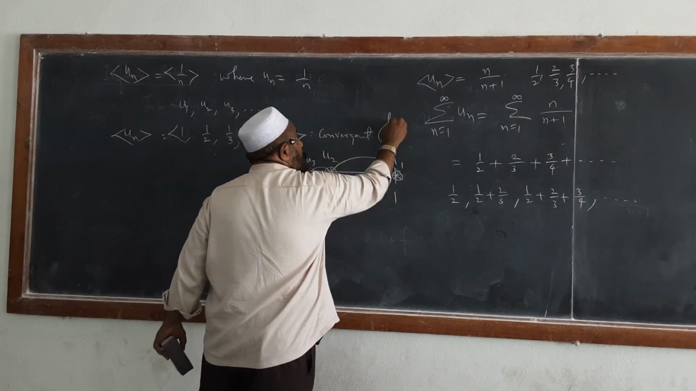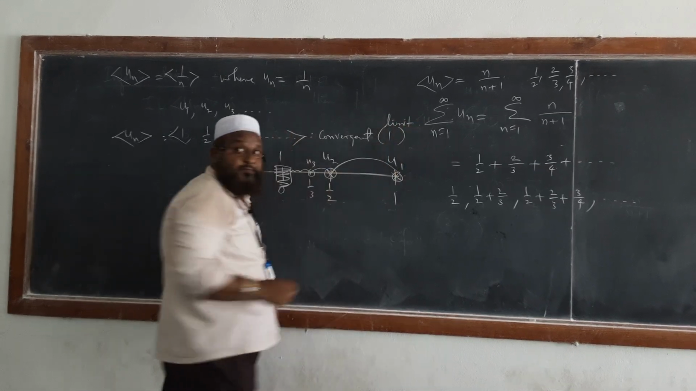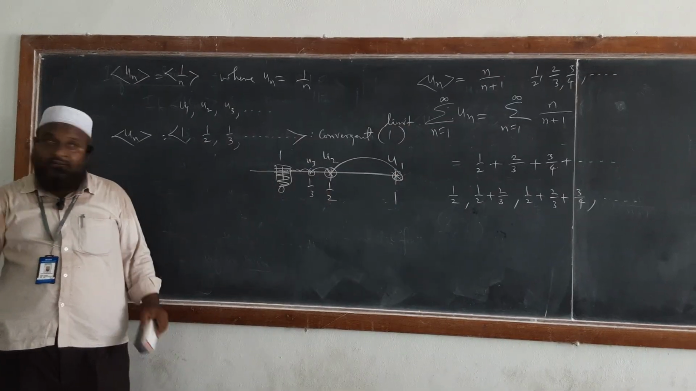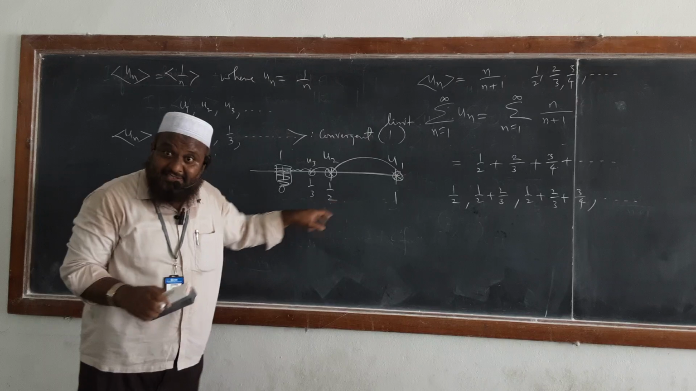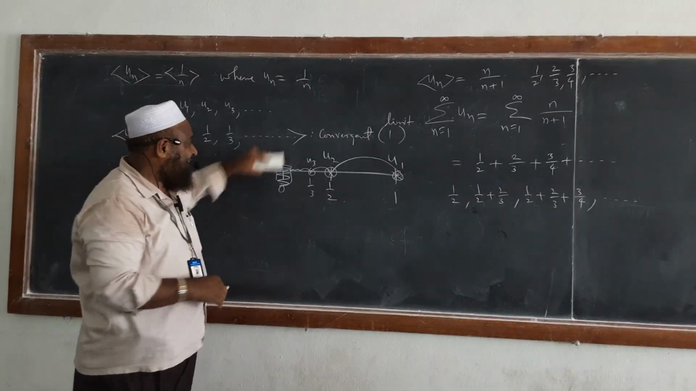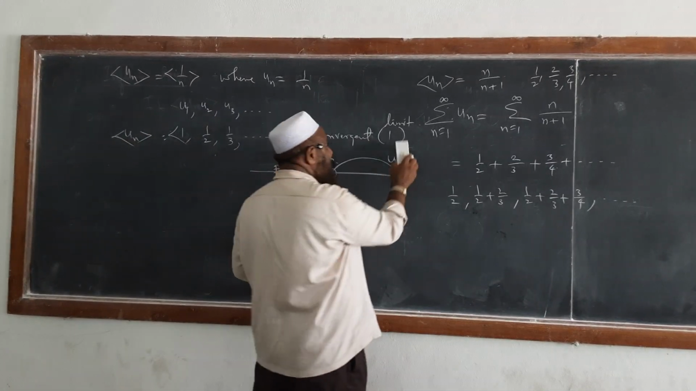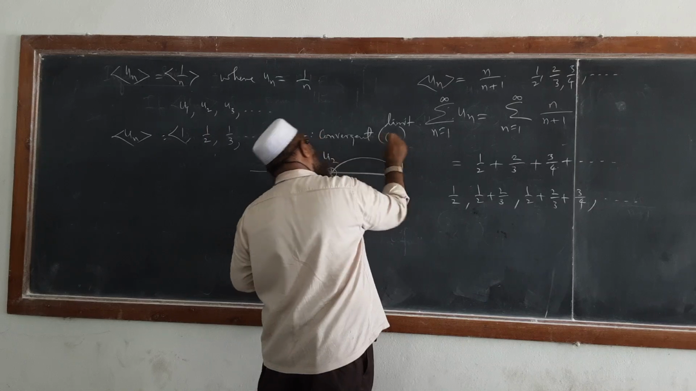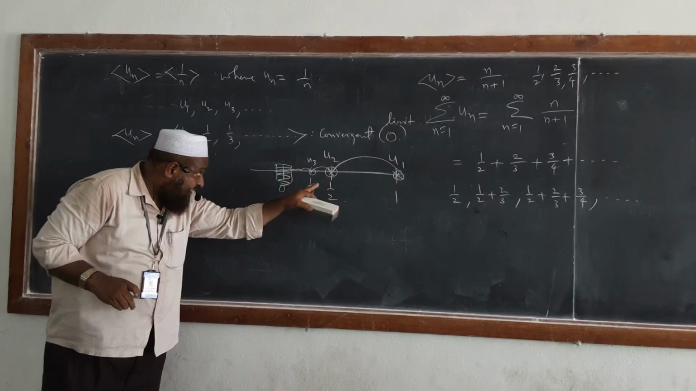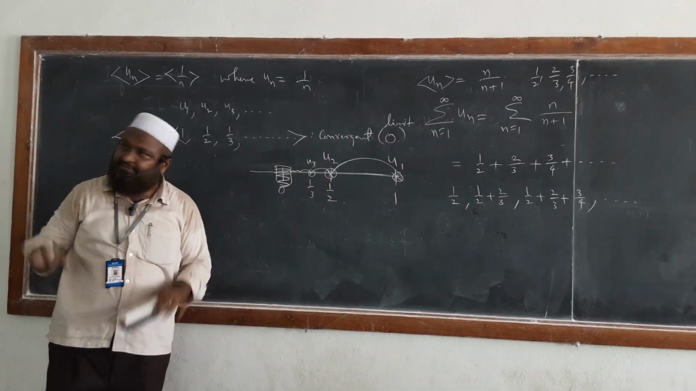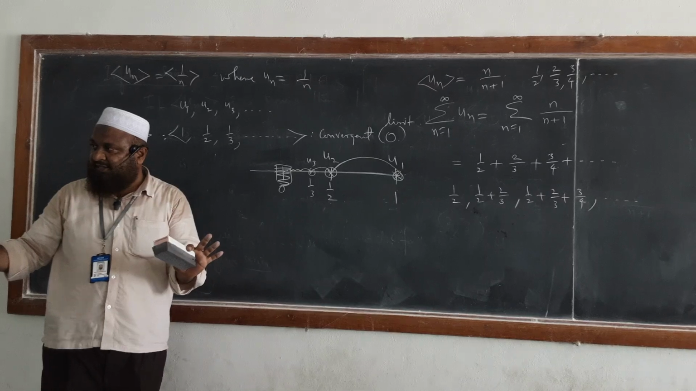Limit is 1. Be careful, I am so sorry. It's approaching 0. So what is the limit now? Limit is 0. I am so sorry. Got it. It's approaching here, so 0 is the limit of the sequence, and hence it is convergent.